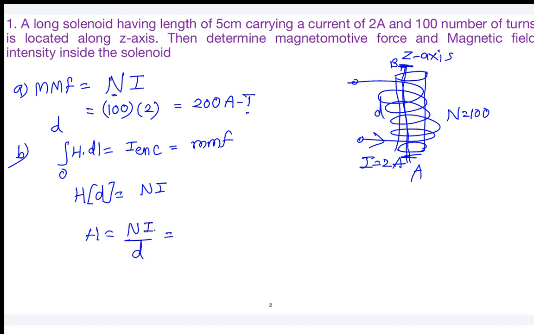Same thing, NI is nothing but 200 ampere turns, which you already got, and the length of the solenoid is 5 centimeter. So that is 5 into 10 power minus 2. So what you are going to get is 40 into 10 power 2, so you can say 4 kilo ampere per meter. That is 4 into 10 power 3, so I can call it kilo amperes per meter.